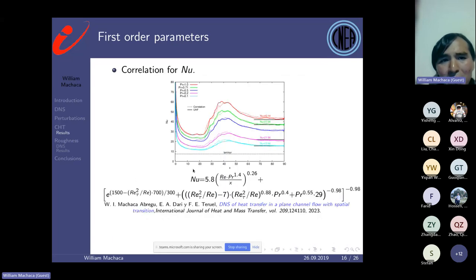Then we developed a correlation for these heat transfer parameters. In this figure, we present the Nusselt number as a function of x for our correlation and the results of the uniform heat flux thermal boundary condition. It is possible to see that there is a good agreement between the correlations and the DNS results. And you can also find these results in a paper we published this year.